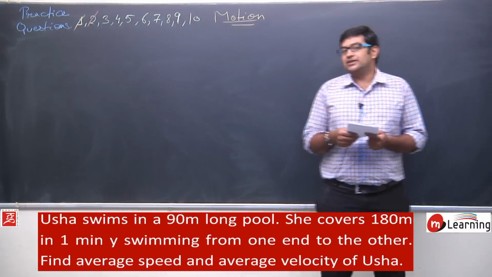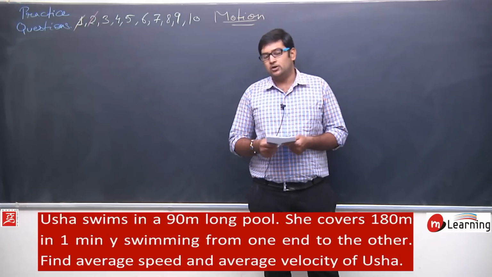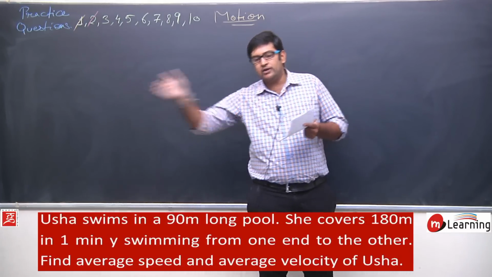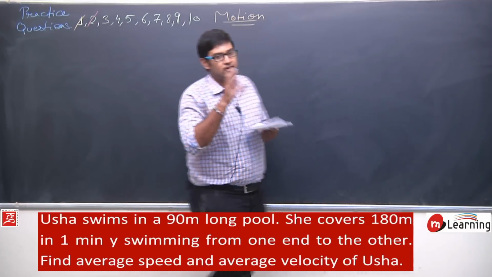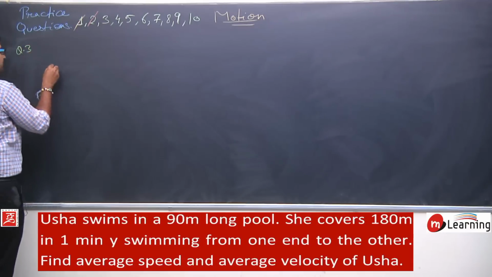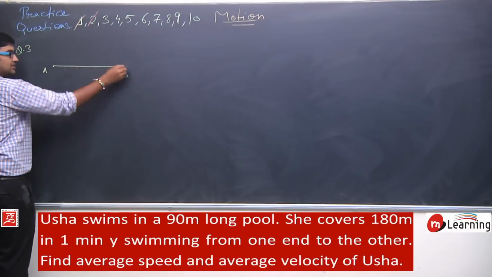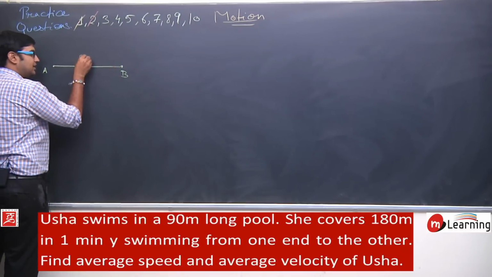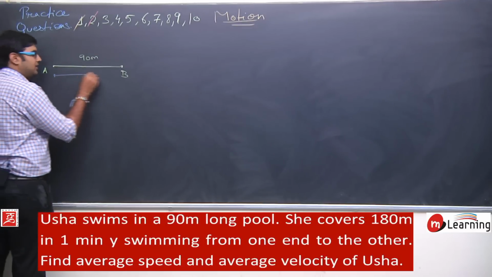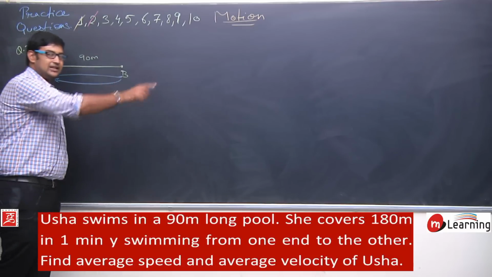There is a pool which is 90 meters long. So in this 90 meter long pool, Usha is traveling from one end to the other end and moving back to the same end. If I want to picturize this situation for question number 3, let's say this is the point A and this is the point B. This is the length of the pool and this is 90 meters. So basically Usha travels from point A to point B and comes back to point A.